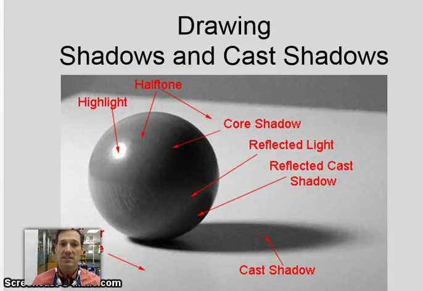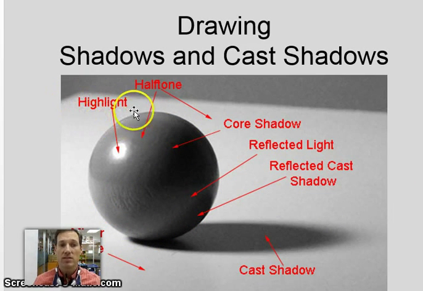Welcome back. In this lesson, I'd like to talk about drawing shadows and cast shadows for our drawing assignment in class. We've already learned about value and we've learned about contour lines. Now we're going to combine those two things to create an object that appears to be three-dimensional. Now, to make something look three-dimensional, you have to put the values in the right place. So let's first look at our shadows and our values.